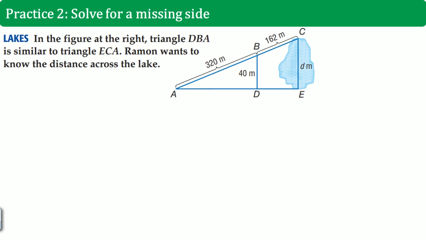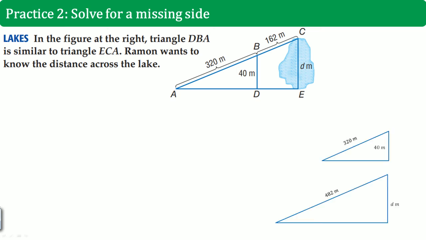All right, so let's do the practice. So we have this problem, which was the lake question, and we saw that these were the two triangles. Okay, you had triangle A, B, D here, then you had triangle A, C, E. The proportions that we set up here is 320 over 40. So this is what they did is this over this.